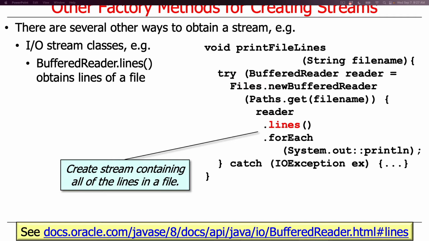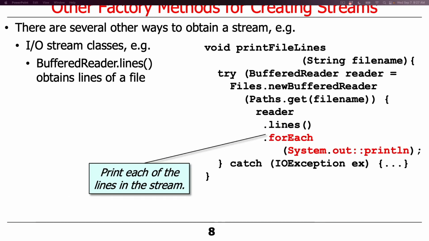So what we're going to do here is once we've gone ahead and created this reader, then inside the try, the body of the try block, we go ahead and say, hey, reader, get me all the contents of that file as a stream. So the .lines method converts the buffered reader into a stream, and then for each element in the stream, we're going to go ahead and print the results out. So that's actually a pretty common and useful thing to do.